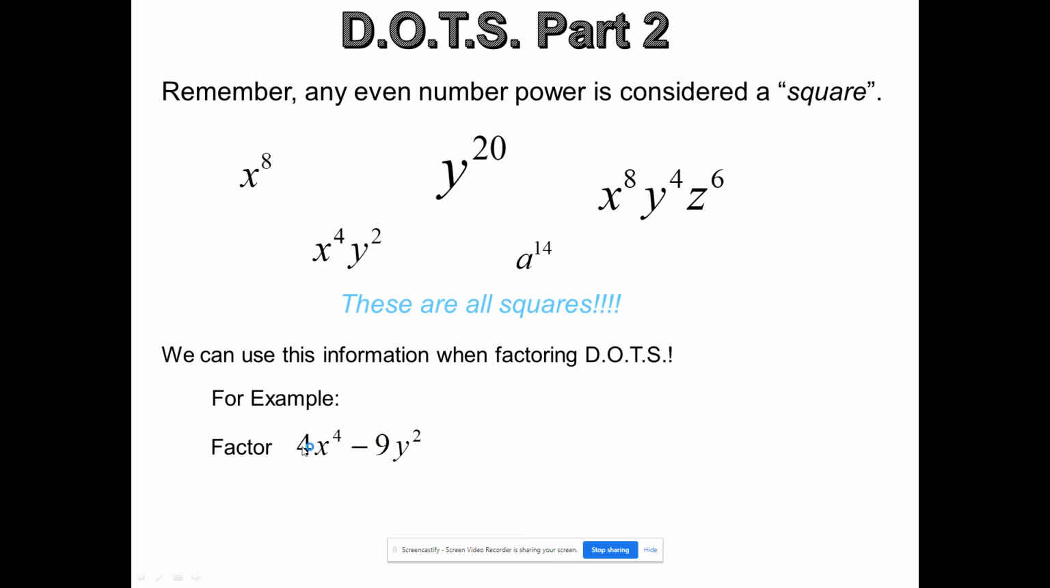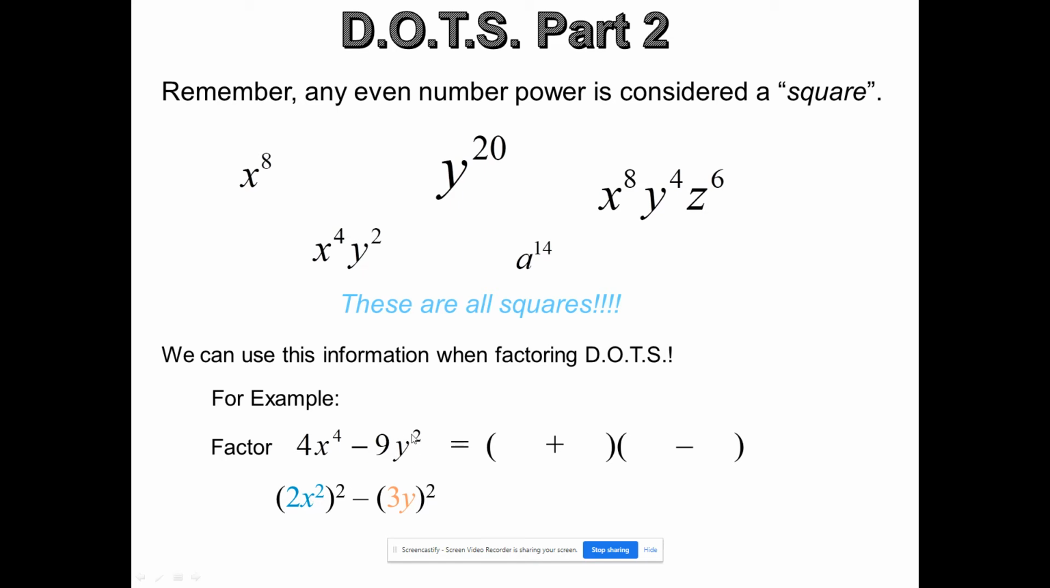Now we got to look at these numbers. So 4 and 9 are both squares. So yes, this is a difference of two squares. Okay, and what is it that we're squaring? Because we need to know what we can put in each of these for each term here. So what are we squaring here? What would we square to get 4x to the 4th? Well, we would square 2x squared.